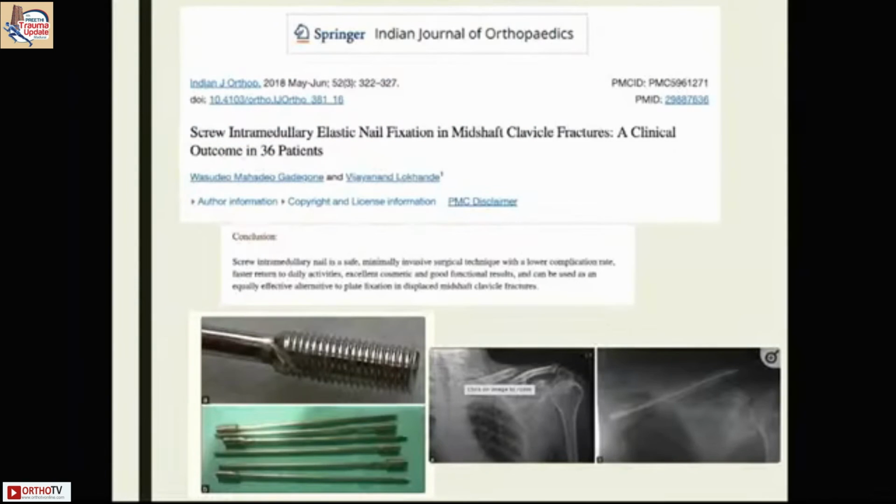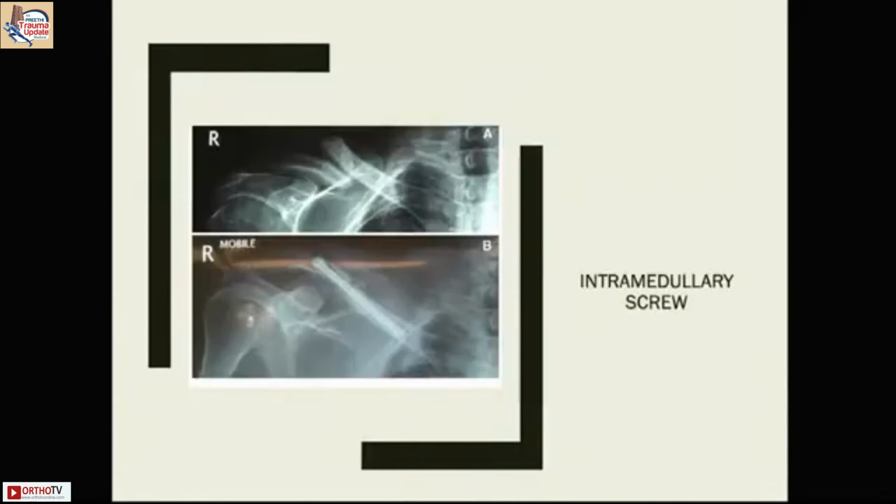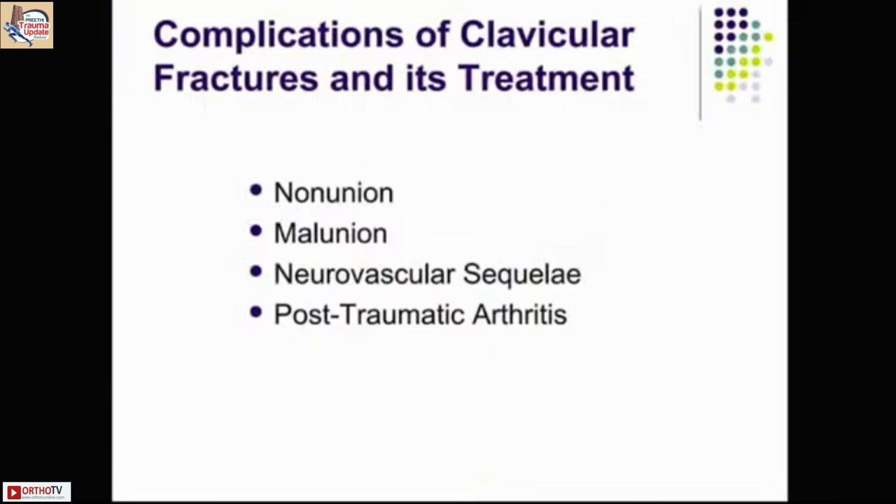Another latest one in the IJO, to avoid the prominence associated with the TENS nail, they have gone for a screwed nail. So screwed intramedullary nailing is the upcoming trend that is probably going to be used in future. This also gives better stability. And one can also go for an intramedullary screw, either a 4 mm malleolar screw or a 6.5 mm screw, depending upon the medullary canal.